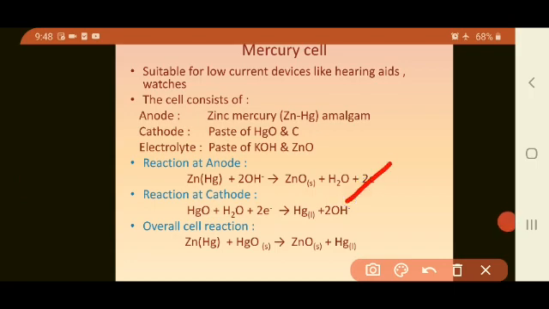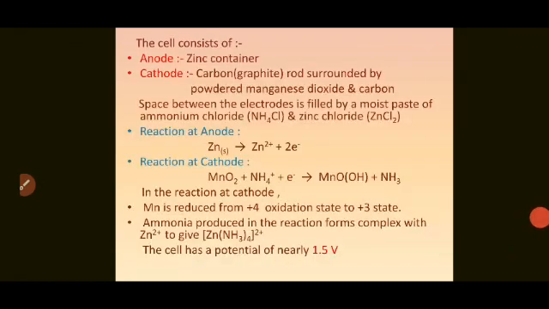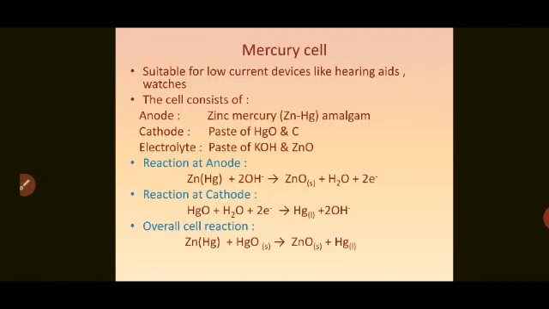Just see, these two electrons and these two electrons get cancelled. These two OH ions and these two OH ions, that is KOH, get cancelled. So what remains is zinc mercury amalgam. Then HgO gives zinc oxide and Hg. So here zinc amalgam gets oxidized to zinc oxide, and mercuric oxide gets reduced to mercury.